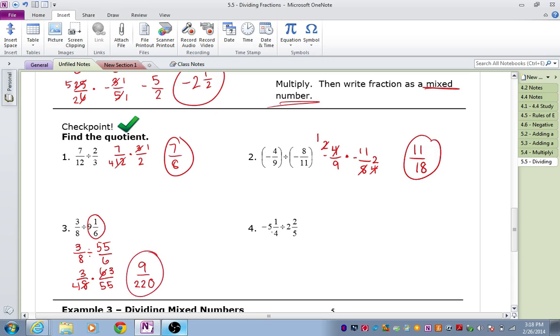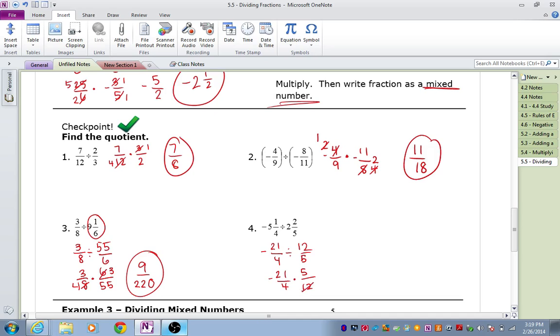Last one. Okay, change them to improper fractions. So this is negative 21 over 4. This is 12 over 5. Okay, we're going to say copy, change, flip. So negative 21 over 4 stays the same. We'll change it to multiplication. Flip 12 over 5 to 5 over 12.